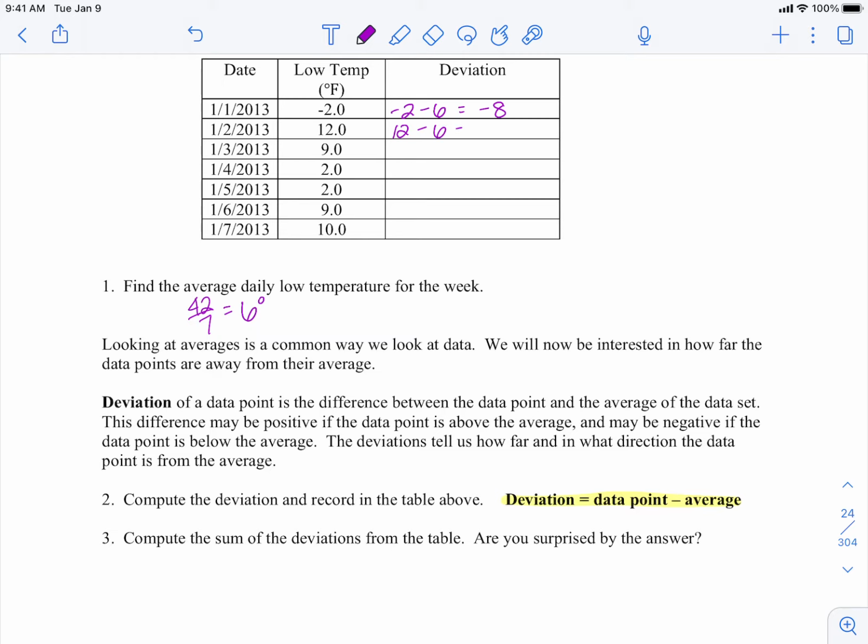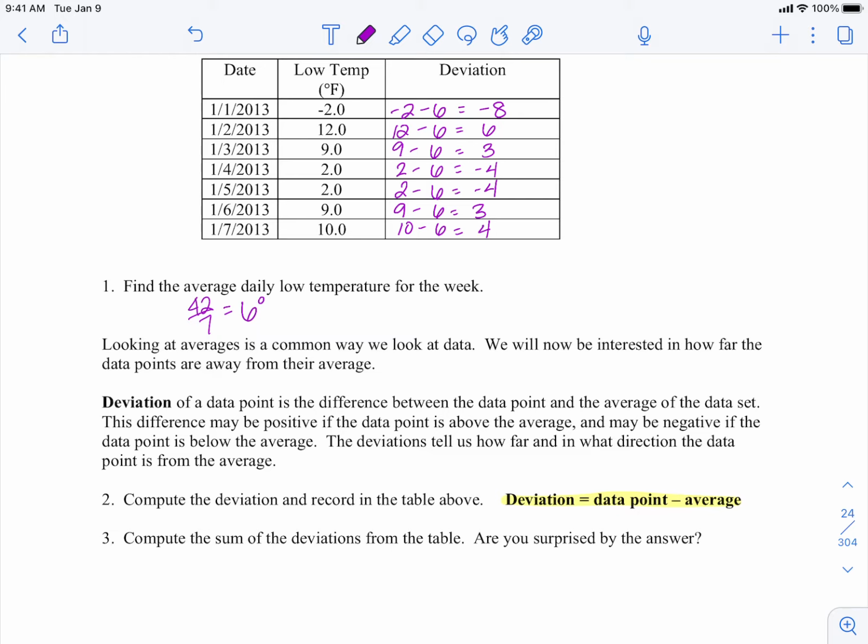Okay, so for this first one, I have -2 minus 6, which is -8. 12 minus 6, which is 6. 9 minus 6 is 3. 2 minus 6 is -4. 2 minus 6, again, is -4. 9 minus 6 is 3. And 10 minus 6 is 4.